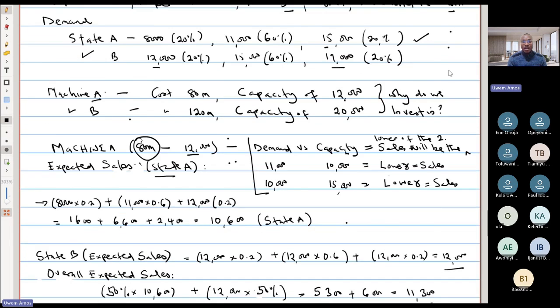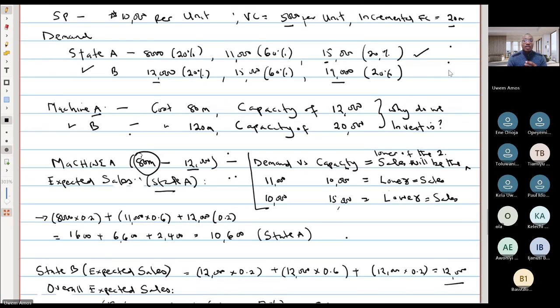So based on state 1: 8,000 with a capacity of 20,000, 8,000 is the lower one. 11,000, capacity 20,000, 11,000 is the lower one. 15,000, capacity 20,000, 15,000 is the lower one. So let's apply the probability to those different values to get our expected demand.